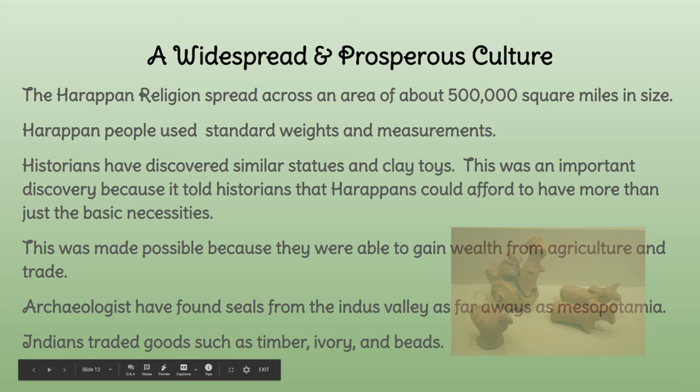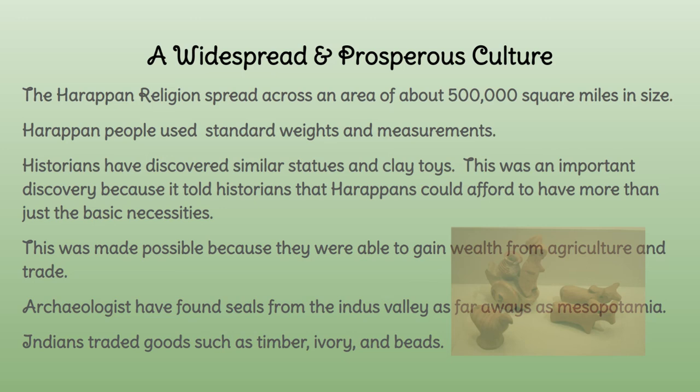So, a widespread and prosperous culture. The Harappan religion spread across an area of about 500,000 square miles in size. Harappan people used standard weights and measurements, like pounds, kilograms, and things like that. Historians have also discovered similar statues and clay toys. Now, this is a really important discovery because it shows historians that Harappans could afford to have more than just the basic necessities, that they could actually indulge in some of the finer things.